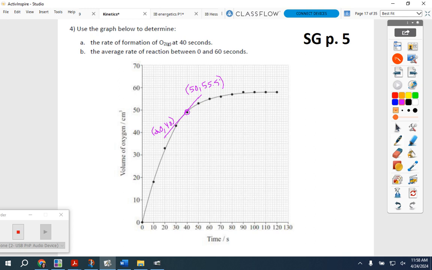You're just taking the slope of the line, which is going to be change in y over change in x. So I'm going to say 55.5 minus 40 divided by 50 minus 20, and that's going to give me my slope, okay? And that's going to be in centimeters cubed per second, right? So that's how you would do that kind of calculation if you were asked to do it.